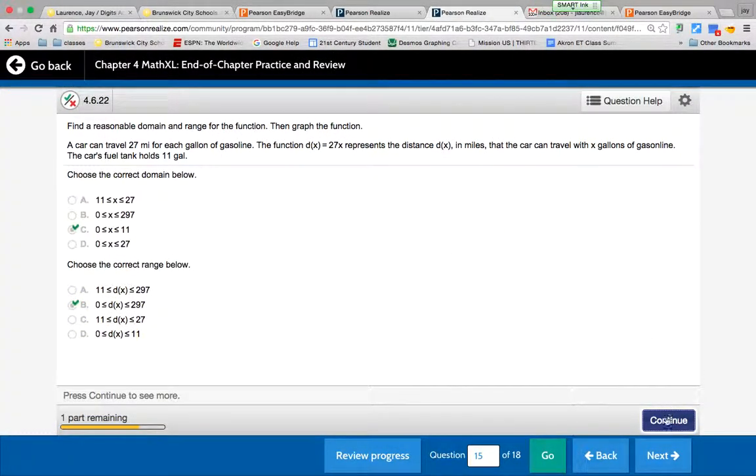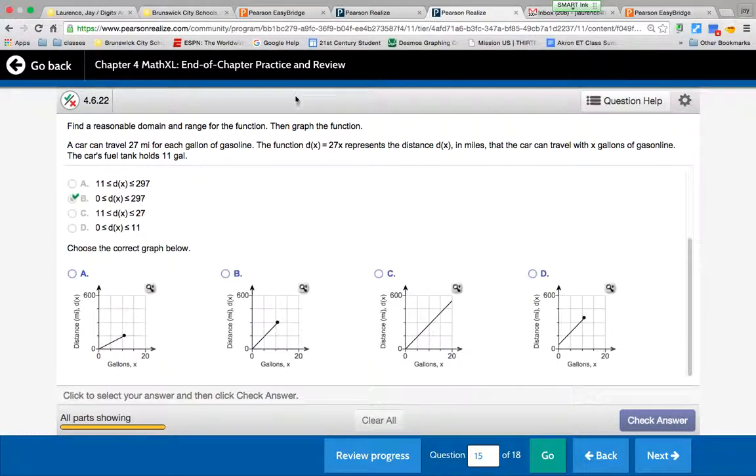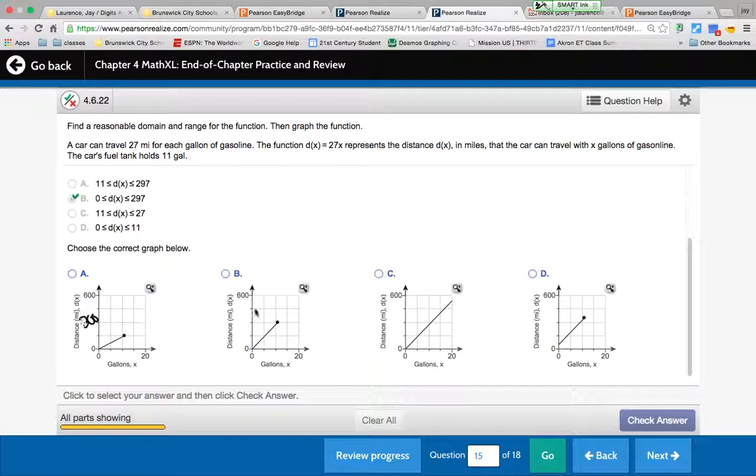And I think we're going to do a graphing one here. Okay, so remember the range was 0 to 297. And it was there at 11 gallons. So this number here is 300. Okay, right? And 300. Okay, so let's go through and critique these.